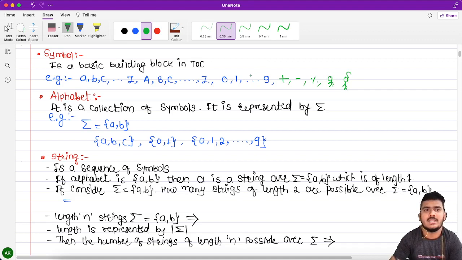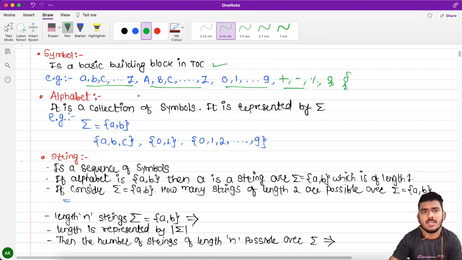But while designing a language, we will use the valid symbols. So valid symbols are like this. These are the valid symbols, 0 to 9, plus, minus, division. These are considered as valid symbols. Okay, so this is about the symbols.